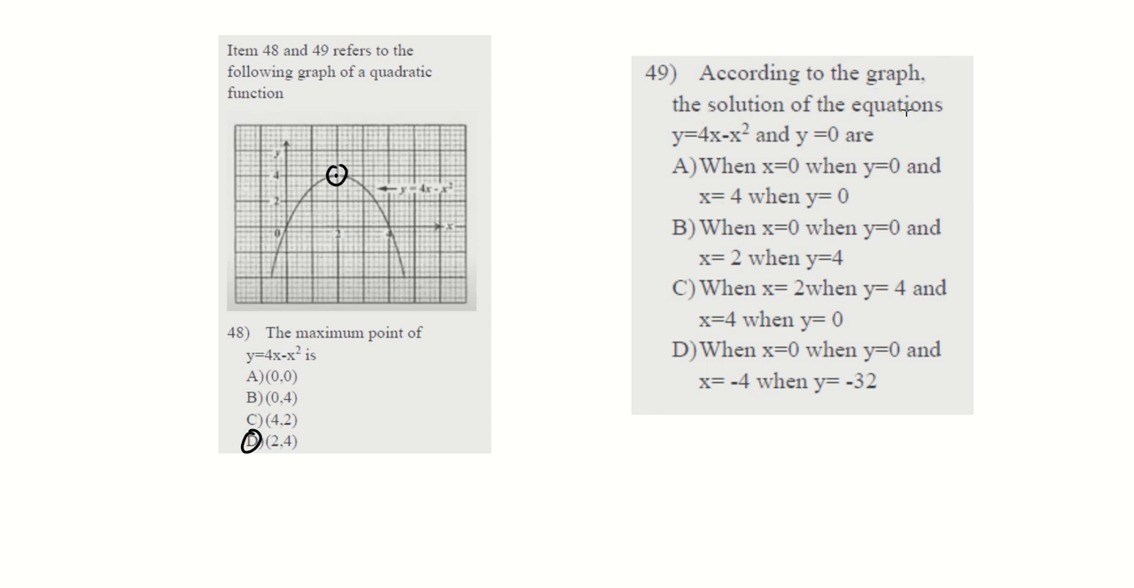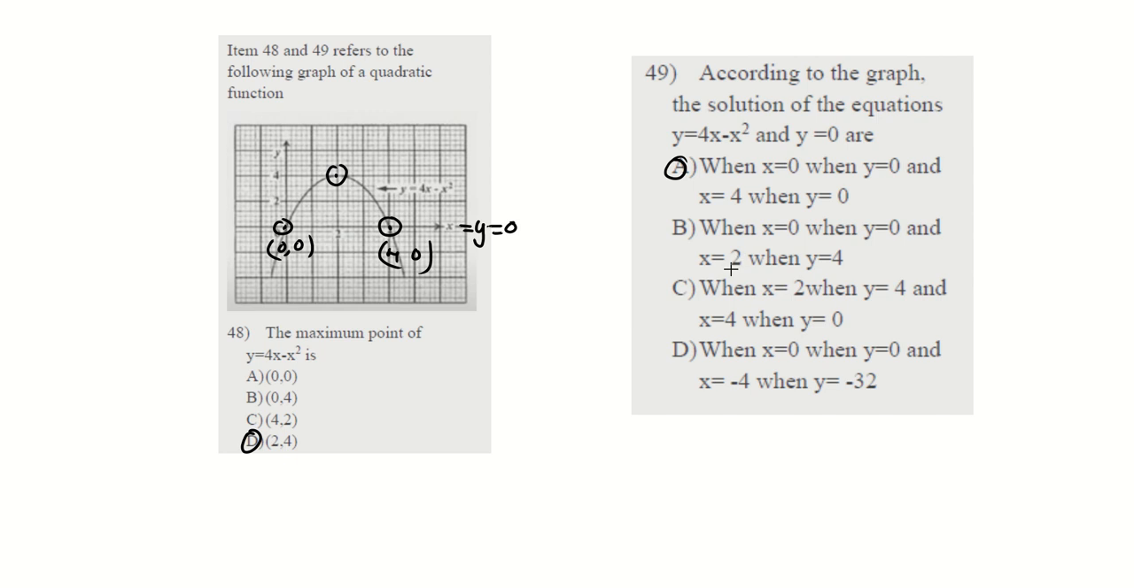According to the graph, the solution of the equation, that means when this is equal to 0. So when this is equal to 0, it's on your x-axis, y is equals to 0. So you're looking at this point here and this point here. This point here is 0, 0, and this point here, x is 4 and y is 0. So these are your answers. So when x is 4, y is 0. So the answer is A.